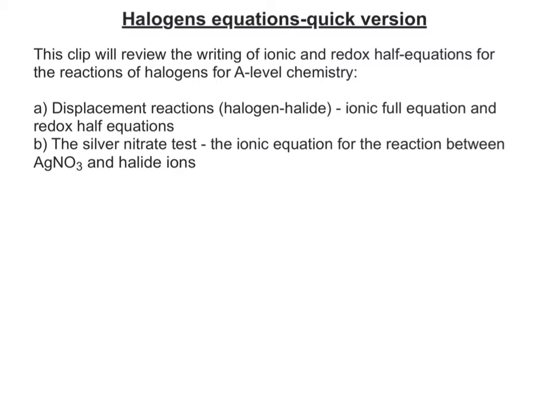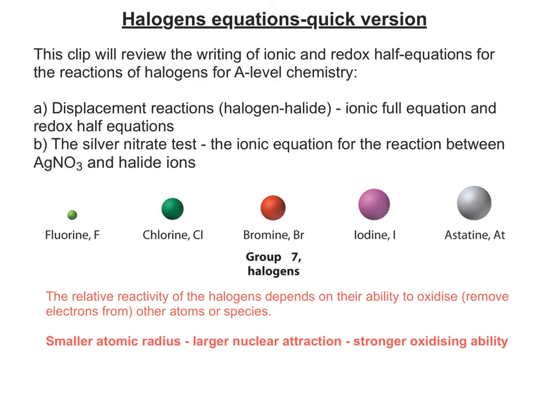So starting with displacement reactions, that's to do with the relative reactivity of the halogens compared to each other. So that in itself depends on one thing only. So if you have a quick look at the relative sizes of the atoms, you're probably already aware of this anyway. If you've looked at any of my other videos on this subject, I'll have mentioned it already. So basically, the smaller the atomic radius, the larger the nuclear attraction because you have less shielding, and stronger the oxidizing ability.